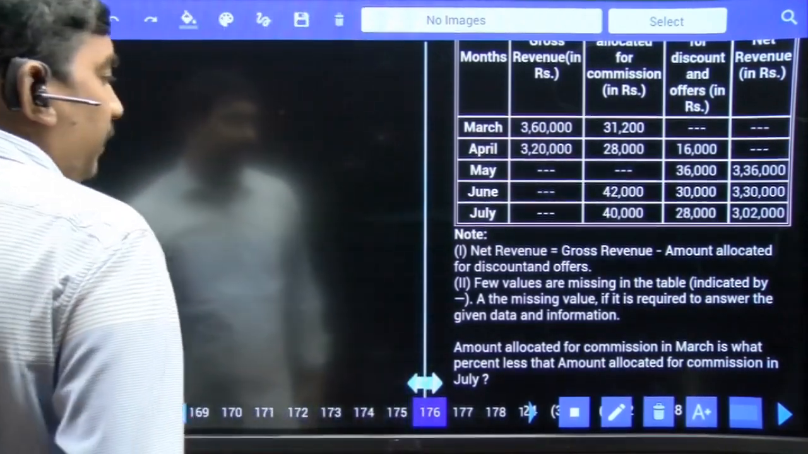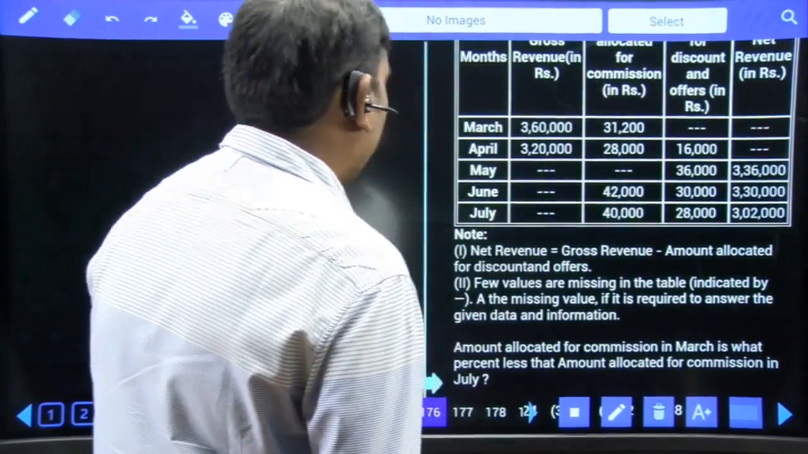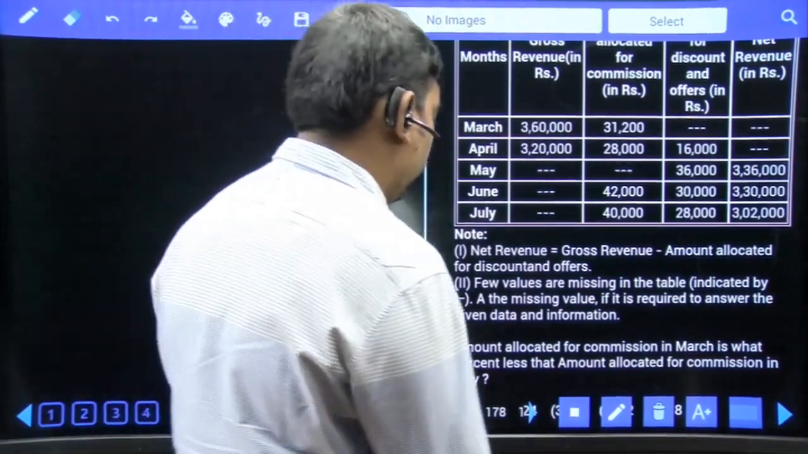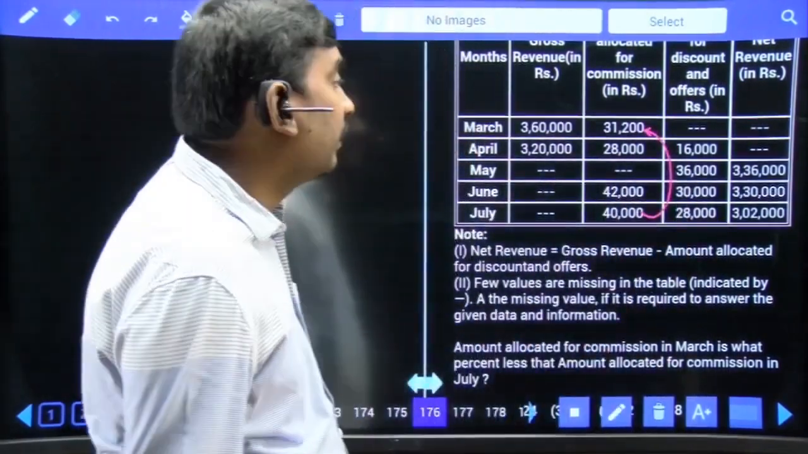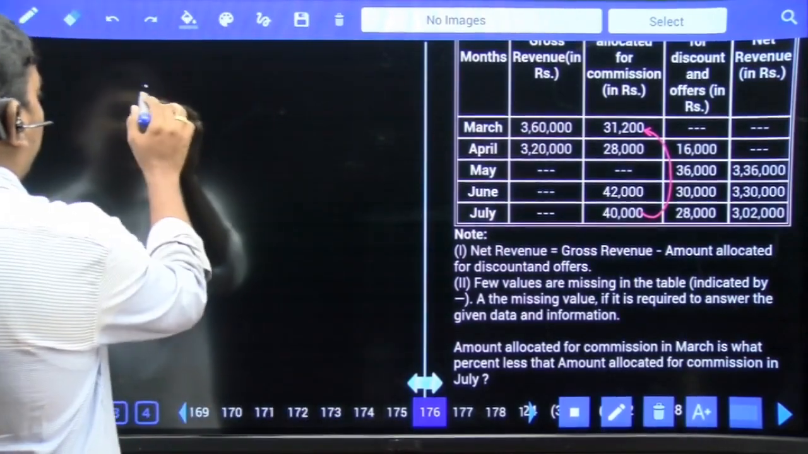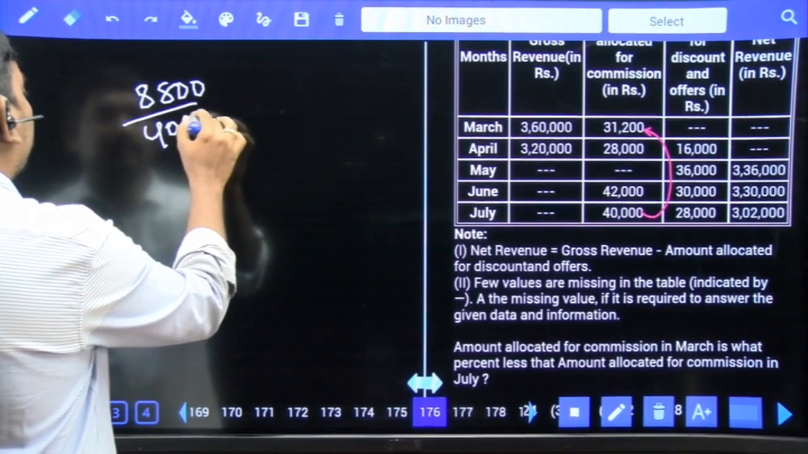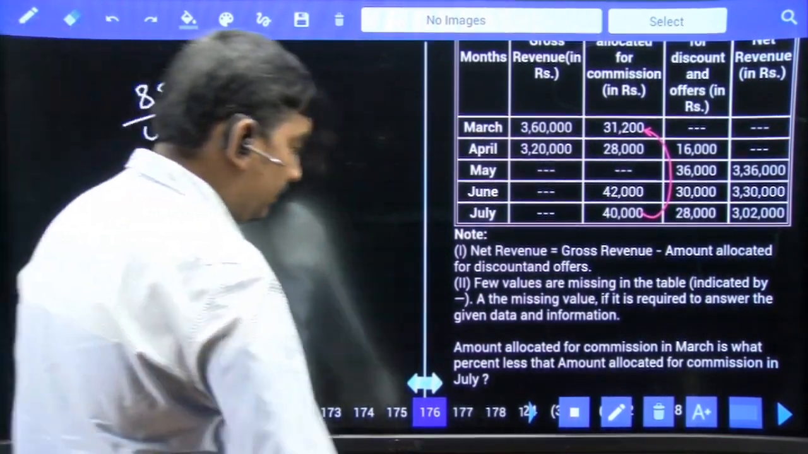Amount allocated for commission in March, 31,200, is what percent lesser than the amount allocated for commission in July, 40,000. Percentage less means difference by more value. So difference is 8,800, more value 40,000 into 100, 22%.